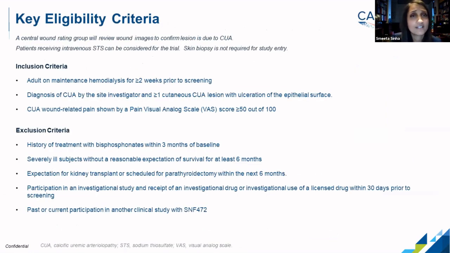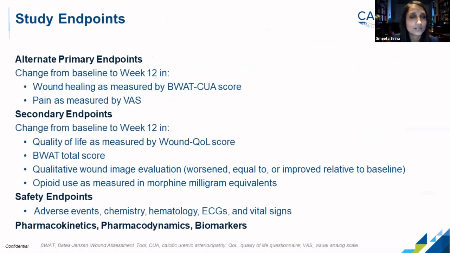And the inclusion criteria are fairly straightforward. You just need to be on dialysis, hemodialysis specifically, and you need a diagnosis of calciphylaxis with an ulcerated lesion because we're looking at ulcers. In exclusion criteria, obviously people who are going to have a transplant or are unlikely to survive the duration.